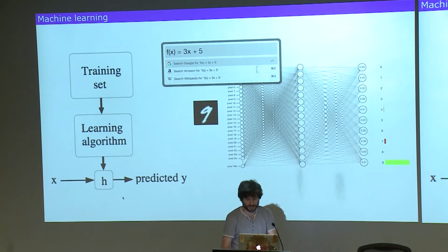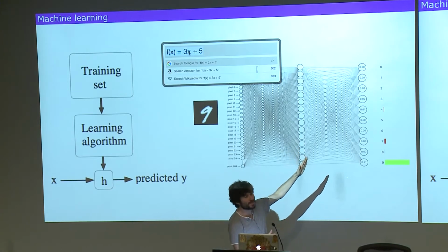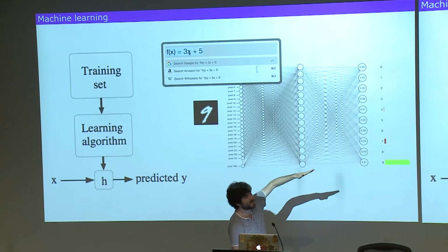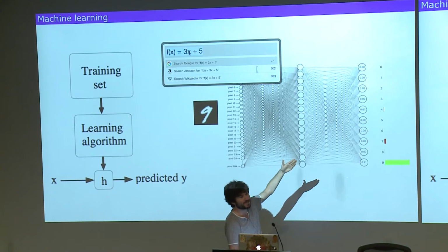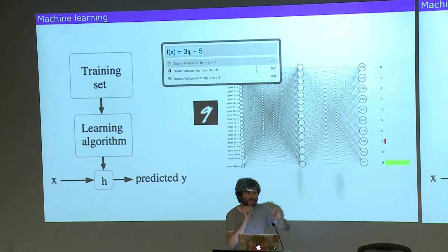And the idea of this function is that it's a line, right? It's just a line. And the function, depending on what these numbers 3 and 5 are, so if it's 3x plus 5, it looks like this. If it's 2x minus 4, it looks like this. If it's negative 3x plus 6, it looks like that. Something like that. So depending on how you set the numbers, you change the function, right?